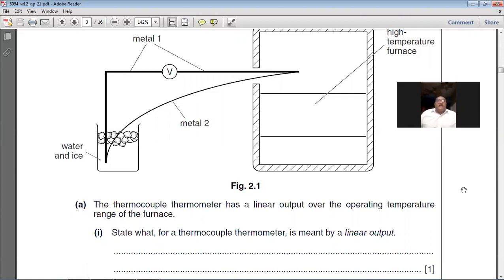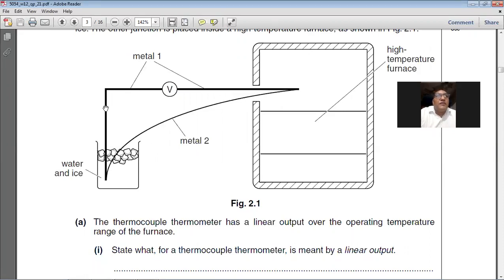Linear output means that there is an equal change in the EMF produced for an equal rise in the temperature. In the thermocouple, normally this wire is made of copper, and this wire is made of iron. Here we have connected a voltmeter. This is called the cold junction, and this is called the hot junction. When there is a temperature difference between the cold junction and the hot junction, by the laws of nature, an EMF is induced, and that EMF is shown by the deflection on the voltmeter.